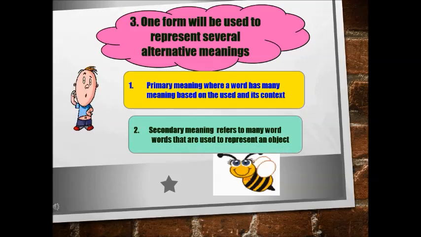Hello, I'm Desa Indri. I would like to continue. The next presentation is about the third characteristic of translation. One form will be used to represent several alternative meanings. The first one is primary meaning, where a word has many meanings based on its use and context. And the second is secondary meaning, which refers to many words that are used to represent an object.